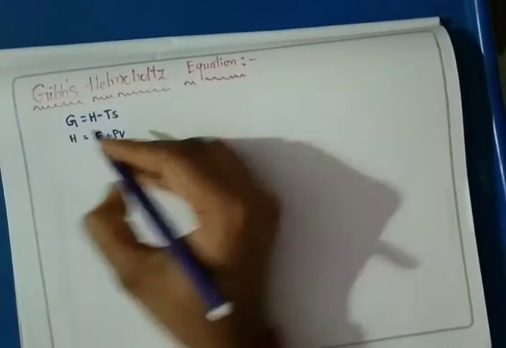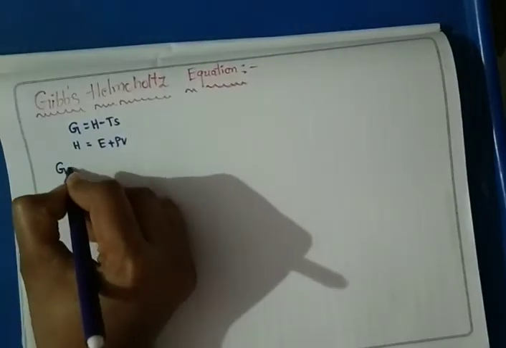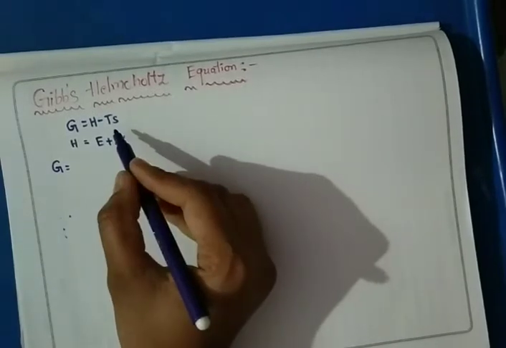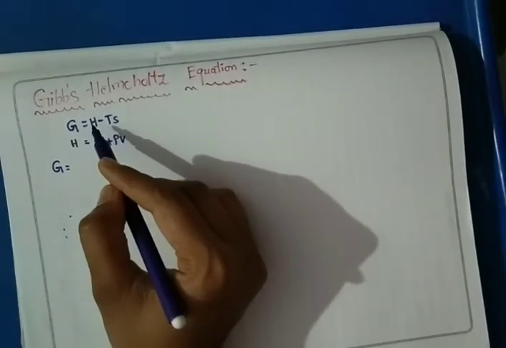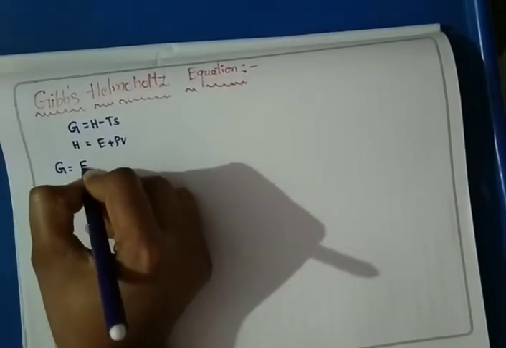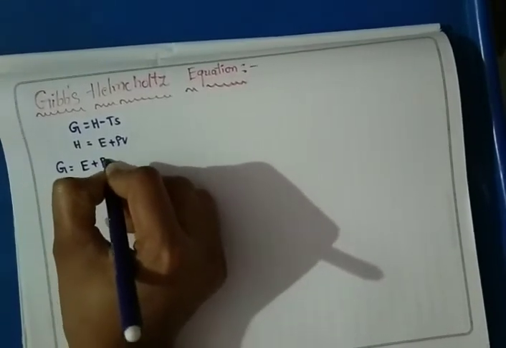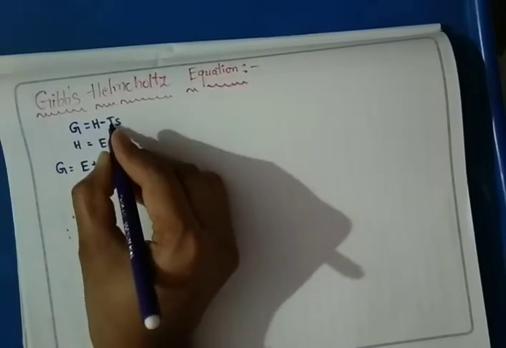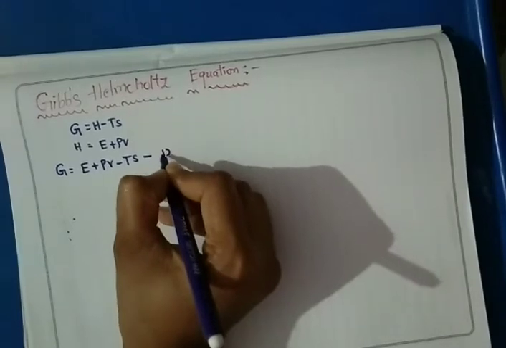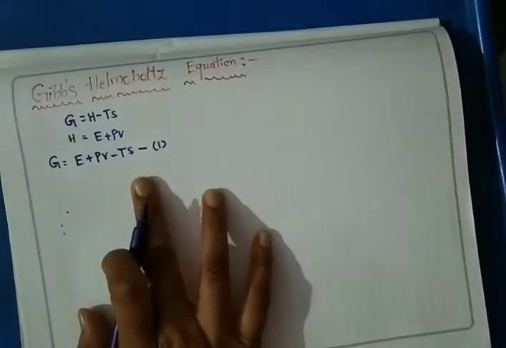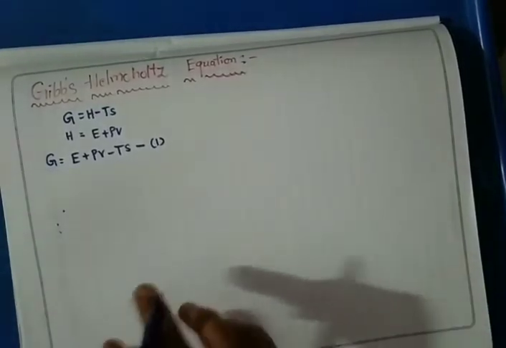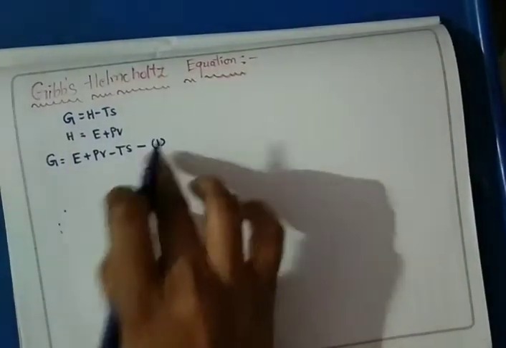So we substitute H equals E plus PV in the Gibbs free energy equation. So G is equal to E plus PV minus TS. So this is the first equation. So we consider this as the first equation, and we differentiate the first equation.